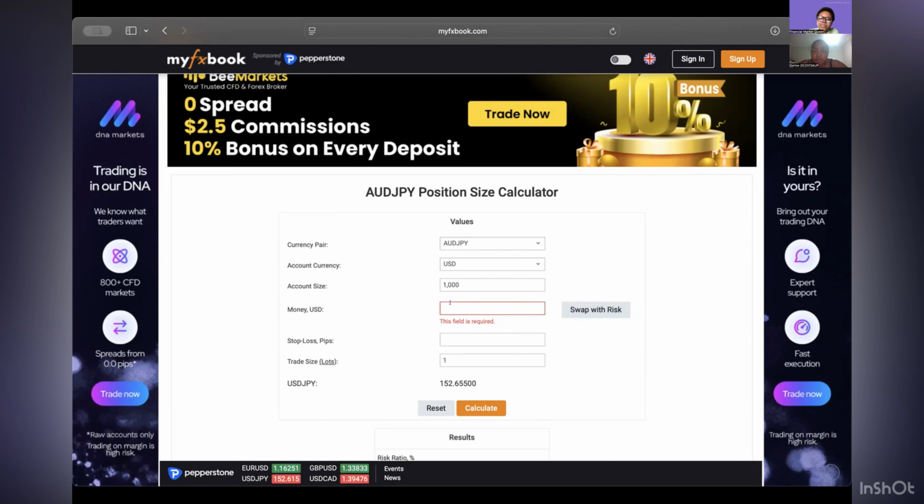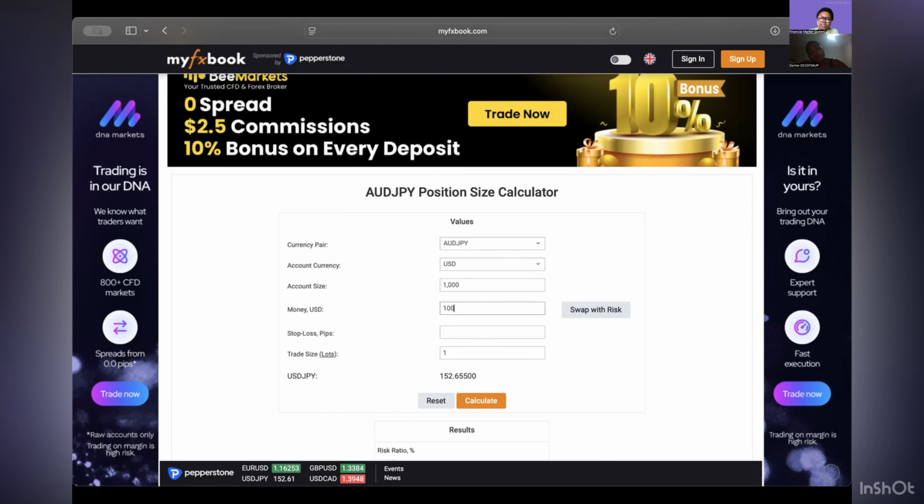So you will now type the amount of money you want to risk. Let's say you want to risk $100. We're not putting in 100 percent because we've swapped it to money. But if you want to use percentage, you swap it to risk and say 1% or 10%. People like to use percentage because that way it keeps them on track. Some people like to use money. I'm just giving you a rough estimate of everything.